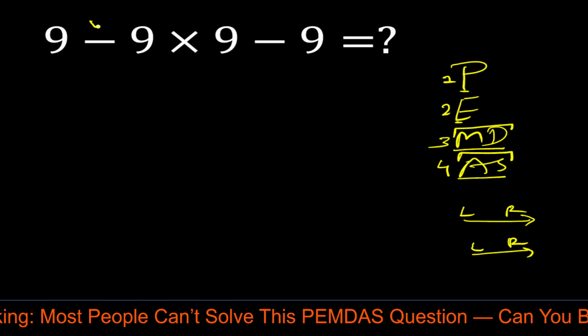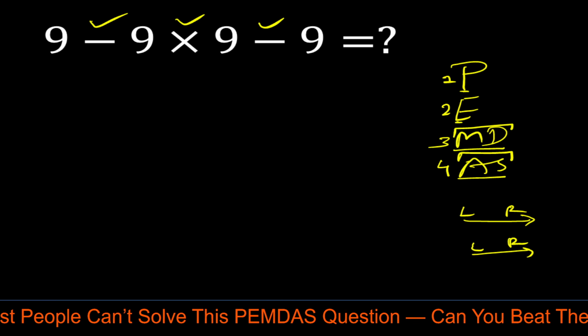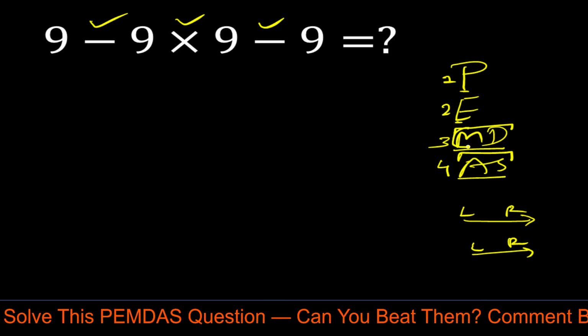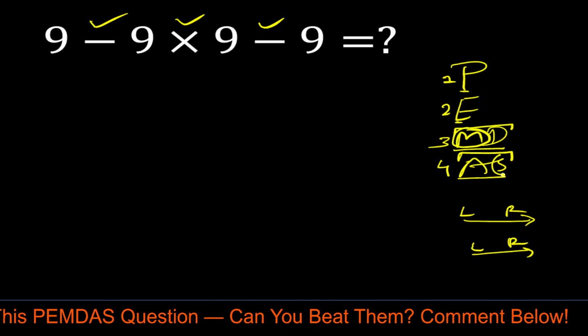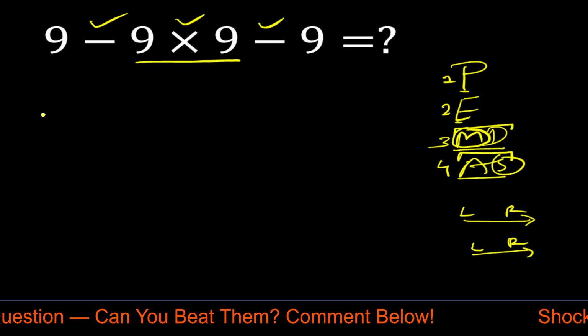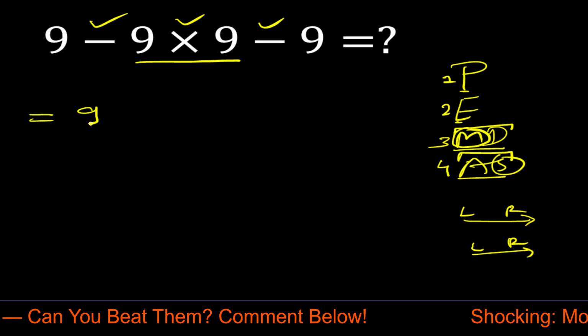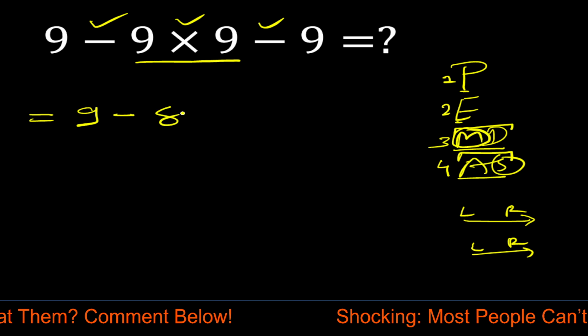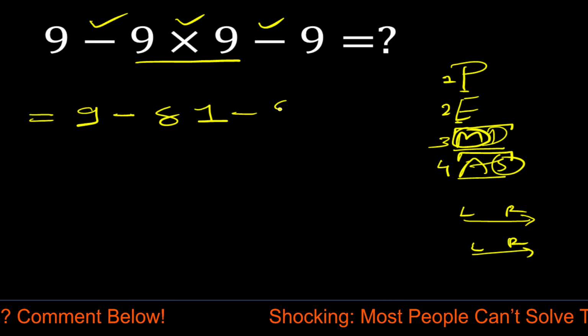So in this question, here we have subtraction, here multiplication, and here subtraction. So according to the PEMDAS rule, first we have to solve multiplication, then we have to solve subtraction, right? So first we have to solve this multiplication. So now 9 minus, now solve this multiplication, 9 times 9 is equal to 81 minus 9, right?